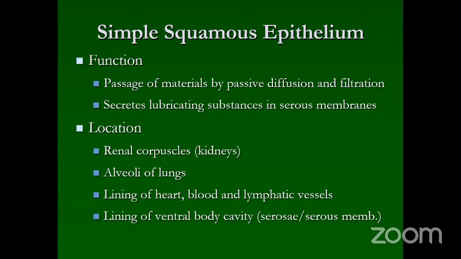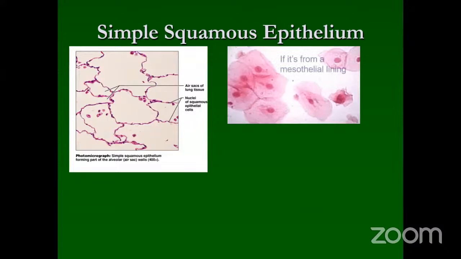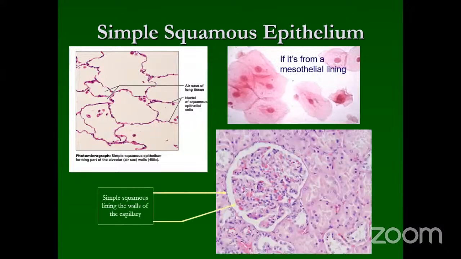They are present in the renal corpuscles of kidneys, alveoli of lungs, lining of the heart, blood and lymphatic vessels, and the ventral body cavity, like the serous membrane or serosa. In these areas we see simple squamous epithelium. So these are the structures and how they look. This is a mesothelial lining, and this is simple squamous epithelium lining the walls of the capillaries. These are the original pictures.